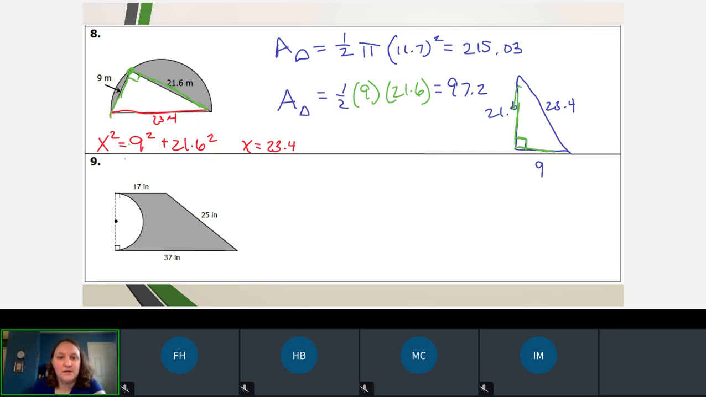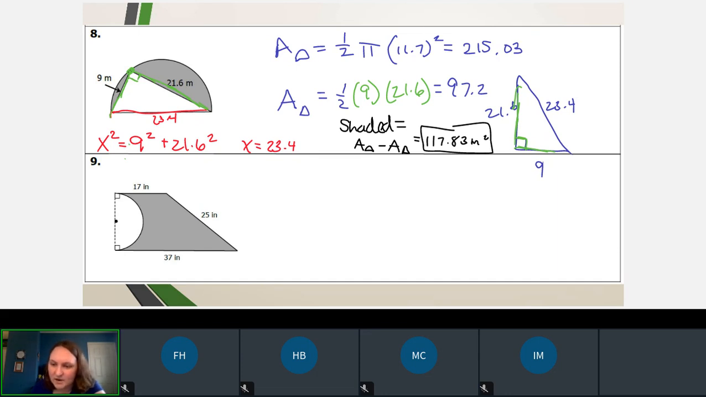So total area, or shaded region, is going to be the area of your half circle minus the area of your triangle. 215.03 minus 97.2, 117.83. Units are meters squared.